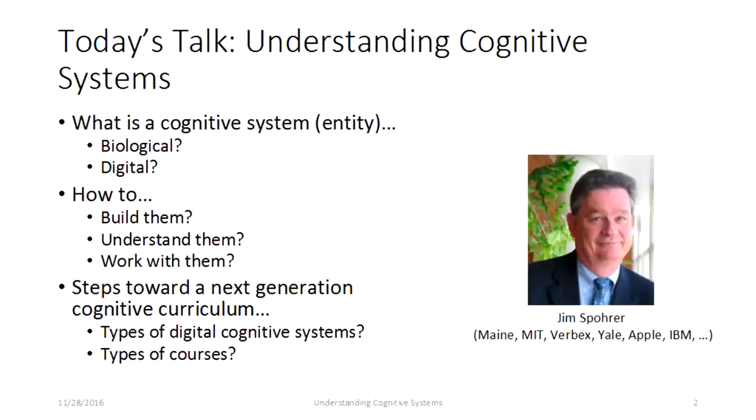Today's talk on understanding cognitive systems will cover, first of all, what is a cognitive system entity, and we'll play a little bit with that word entity, both biological cognitive system entities as well as digital cognitive system entities which depend on artificial intelligence. Then we'll talk about how to build them, understand them, and work with them, and then steps towards the next generation cognitive curriculum dealing with types of digital cognitive systems and types of courses available for learning about next generation cognitive systems.